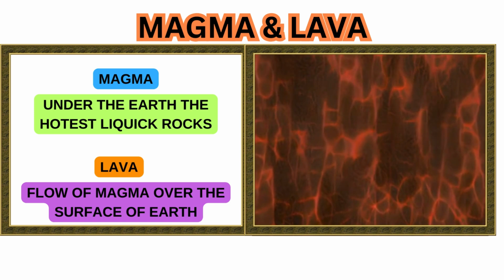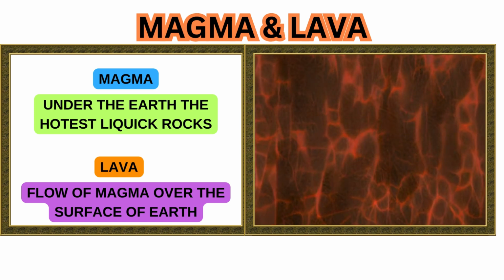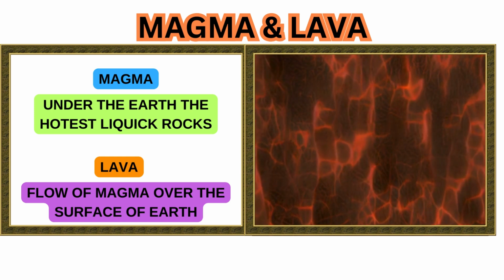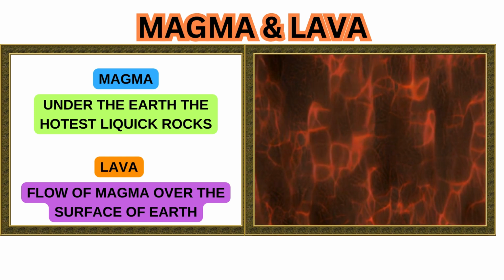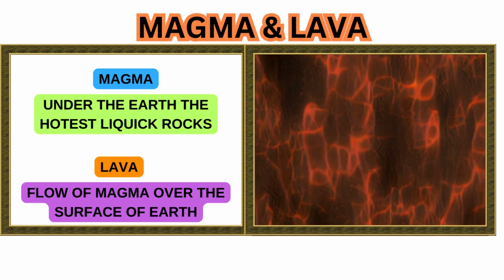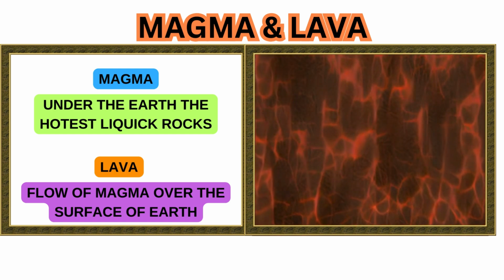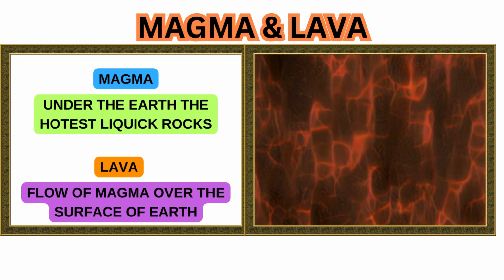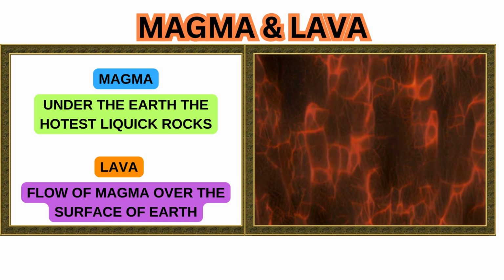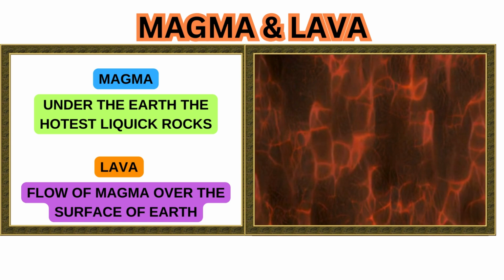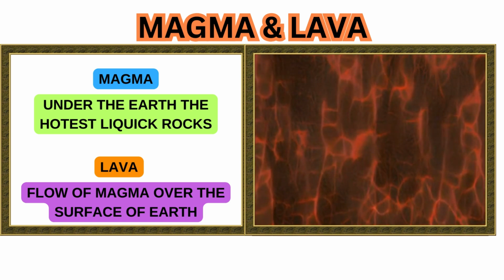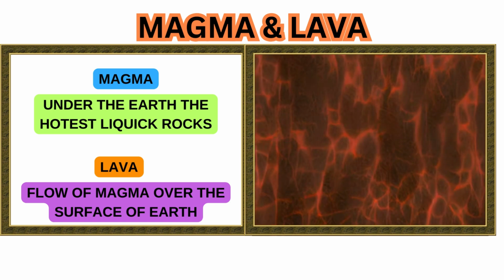Now I will tell you what is the magma. The hottest liquid and semi-liquid rock is located underneath the surface of the earth, which is called magma. I will repeat for your better understanding of magma. The hottest liquid and semi-liquid rock is located underneath the surface of the earth, which is called magma.